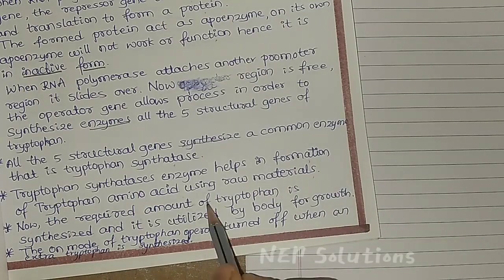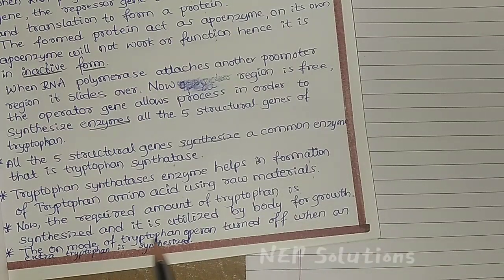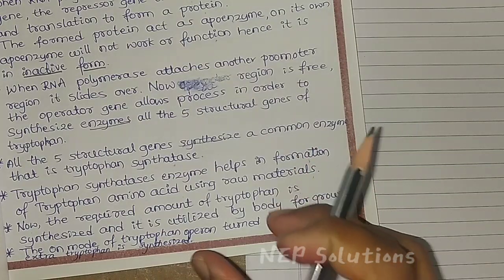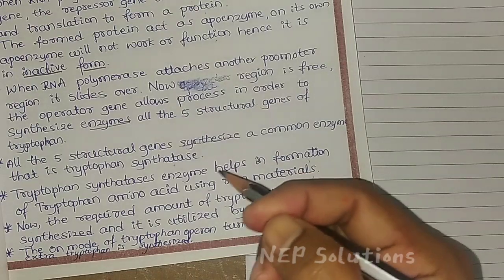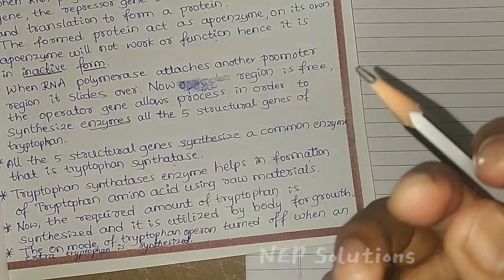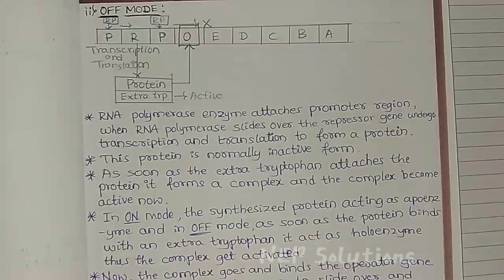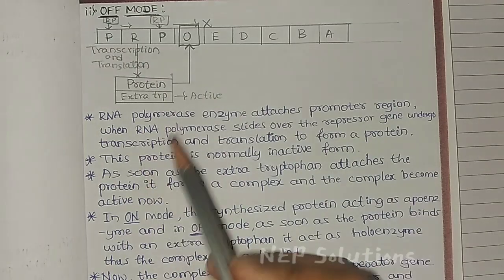Now the required amount of tryptophan is synthesized and it is utilized by the body for growth. The on mode of the tryptophan operon is turned off when extra tryptophan is synthesized. It will work until the body gets the required amino acid. When the amino acid is synthesized more, it will turn off automatically. Now we will see how it gets to the turned off mode, that is, off mode.